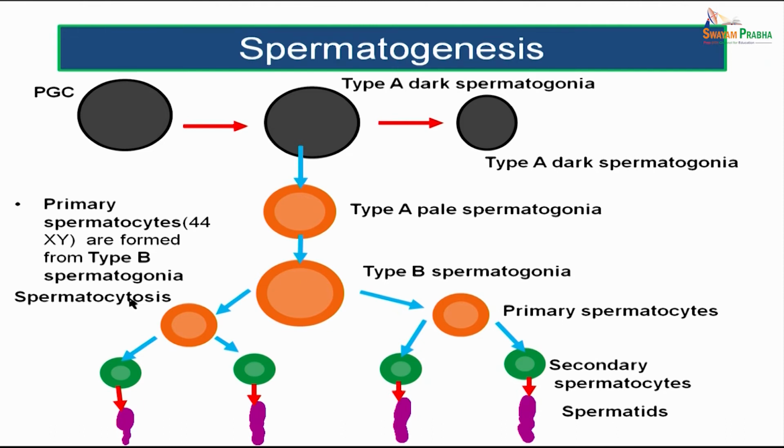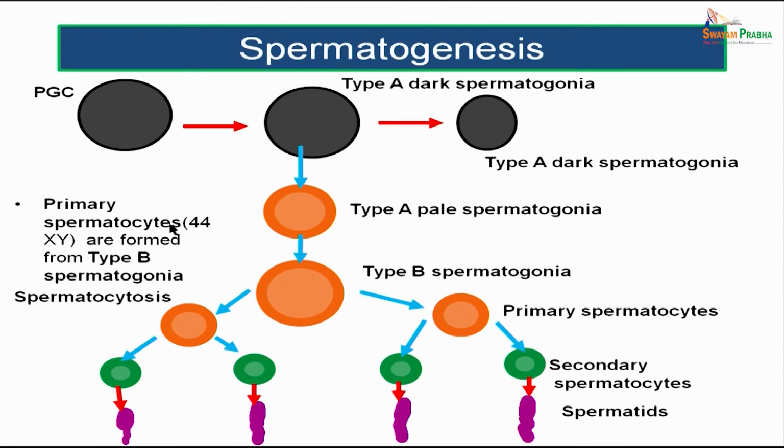The formation of primary spermatocytes from type B spermatogonia is known as spermatocytosis. Just keep in mind the term spermatocytosis. The primary spermatocytes are formed from type B spermatogonia, and this process is known as spermatocytosis.